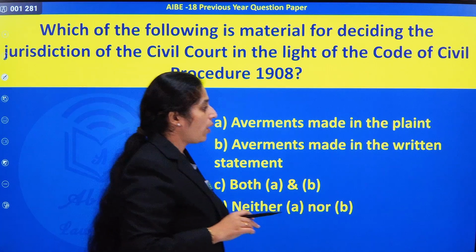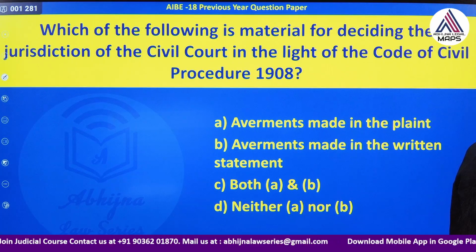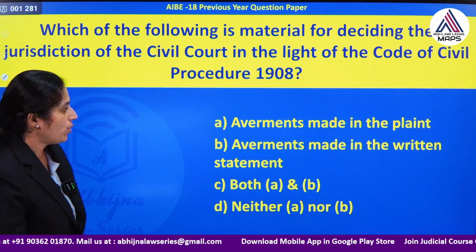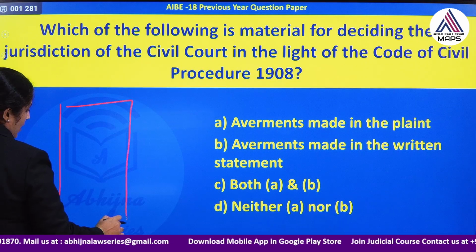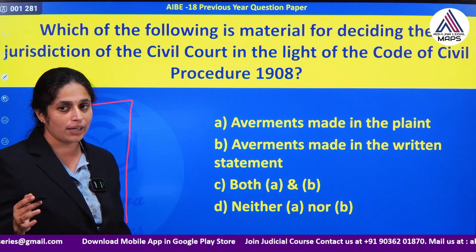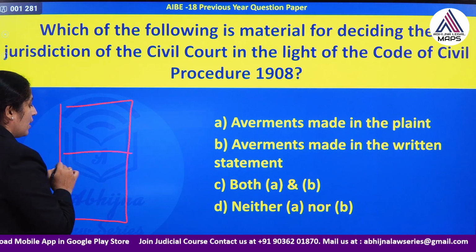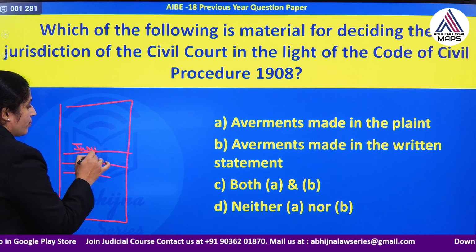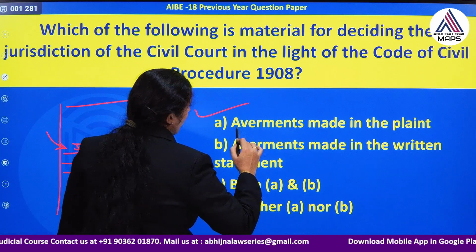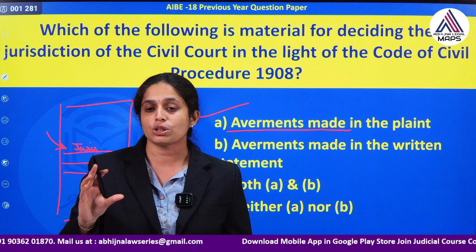Next one, which of the following is material for deciding the jurisdiction of the civil court in the light of Code of Civil Procedure 1908? So, this is a question regarding Code of Civil Procedure. So, we have to consider a plaint in order to understand the jurisdiction. So, it is only sufficient if we check the plaint. Written statement and all are not required. Only if the plaint is checked, and there if the jurisdiction has been given, it is used to decide the jurisdiction. That is why A is the answer. Averments made in the plaint, only that is sufficient to decide the jurisdiction of a civil court.